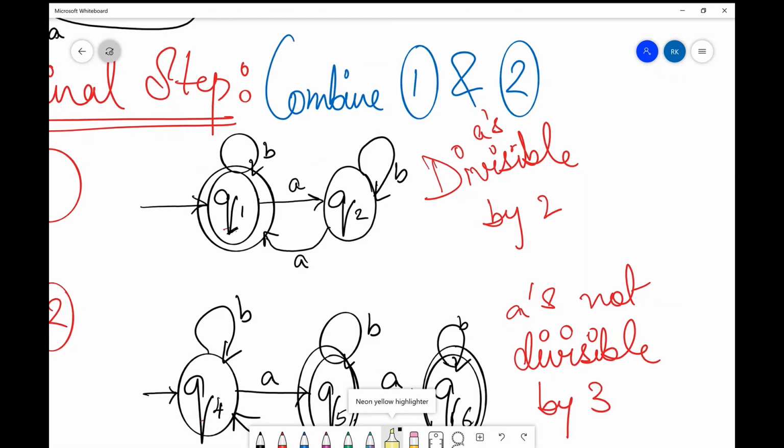From Q1, you are able to reach Q1 with the self loop B. Okay, let's just forget about B's since they are self loops on all the states. Let's just forget about that for now.